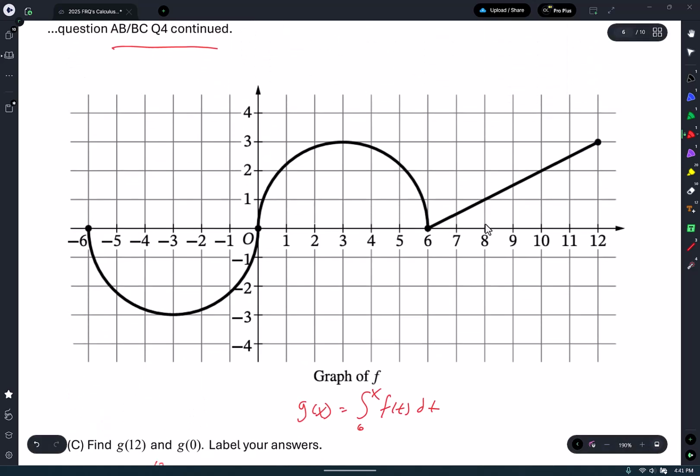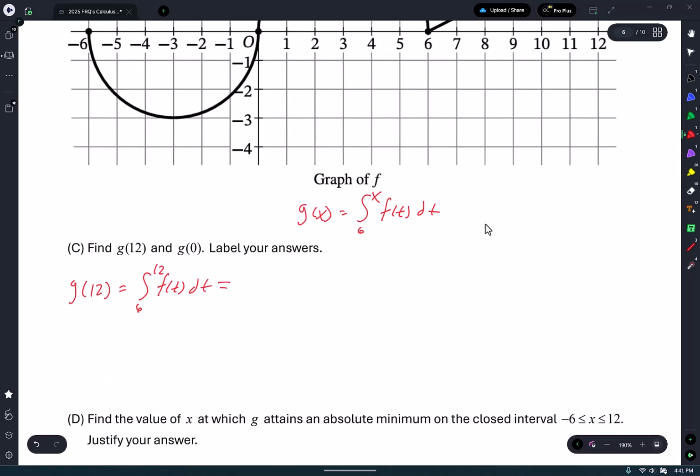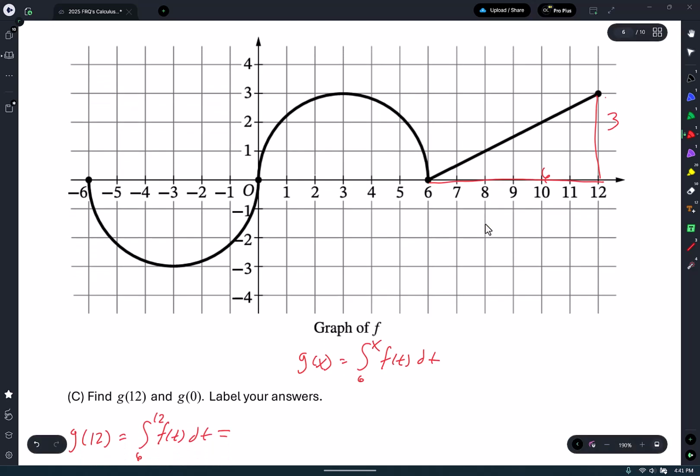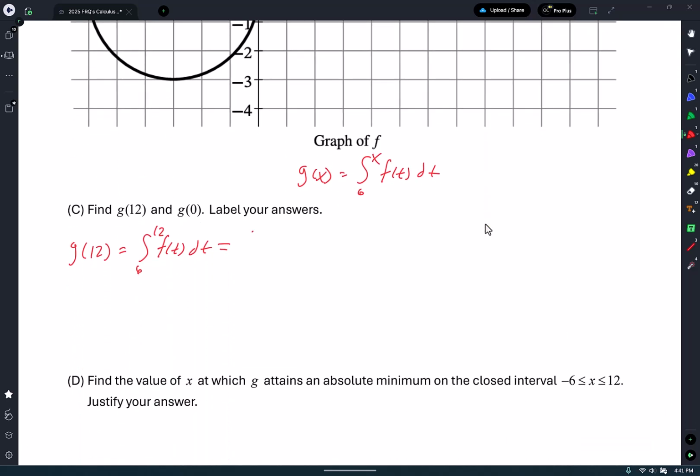Here's my f. So this just means area under the f curve. So I just have a triangle there. That looks like 6, this looks like 3. 6 times 3 is 18, and half of 18 is 9. 6 times 3 divided by 2, because it's a triangle: base times height divided by 2. I don't see any issues. I think we're good.